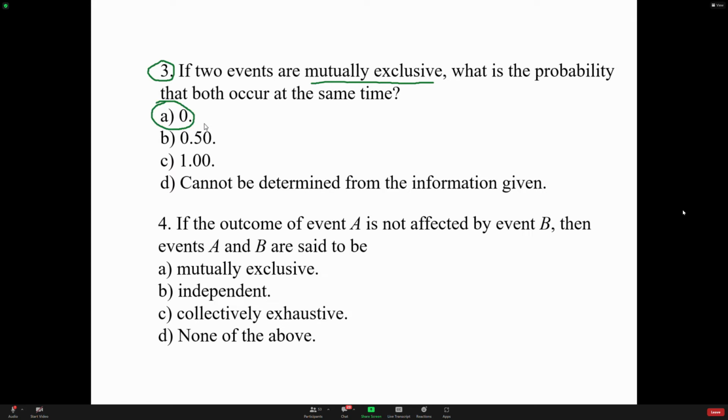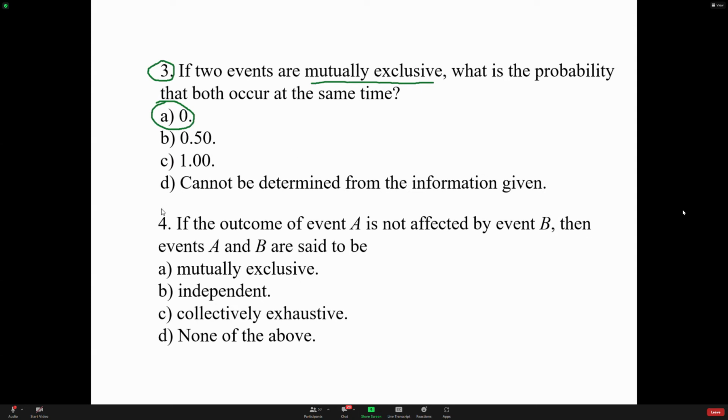If one occurs, the other cannot occur. For example, if you pick up a card from a deck, the card can be either a red card or a black card. And you cannot get both at the same time. So that means the probability is 0.